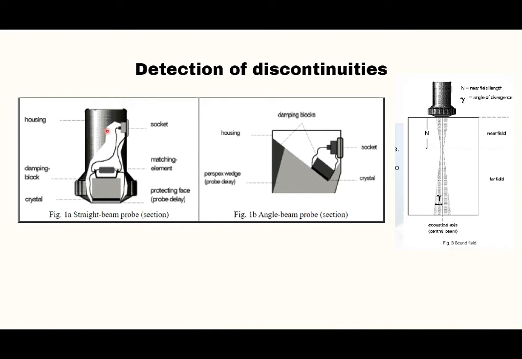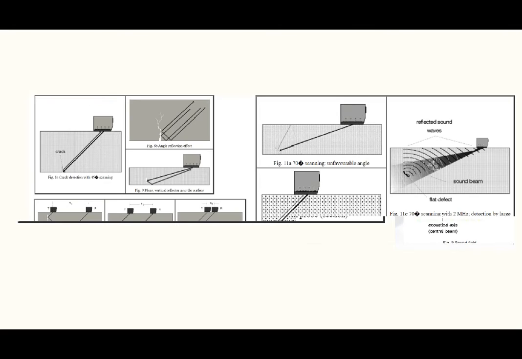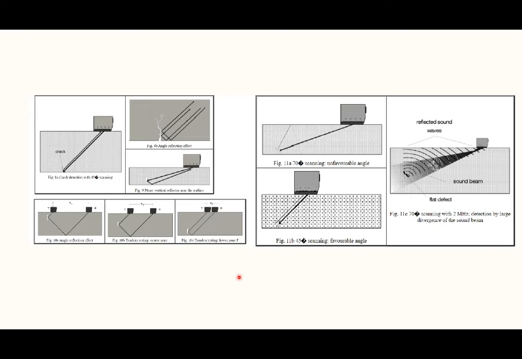These are the diagrams for detection of discontinuities. There are straight beam probes and angle beam probes. And this is the near field area and the far field area. This is the method of detecting the discontinuities.